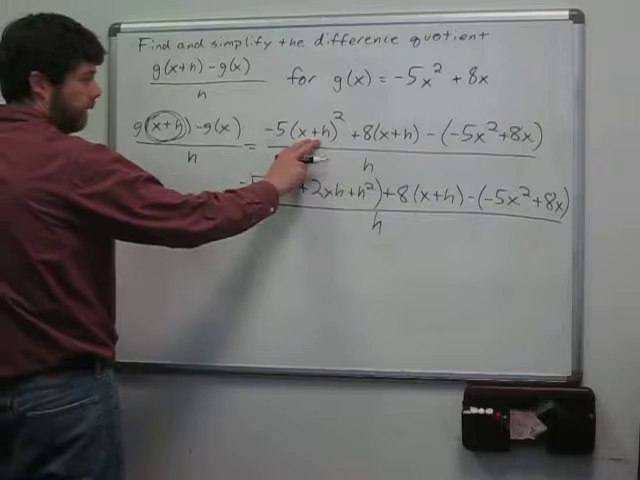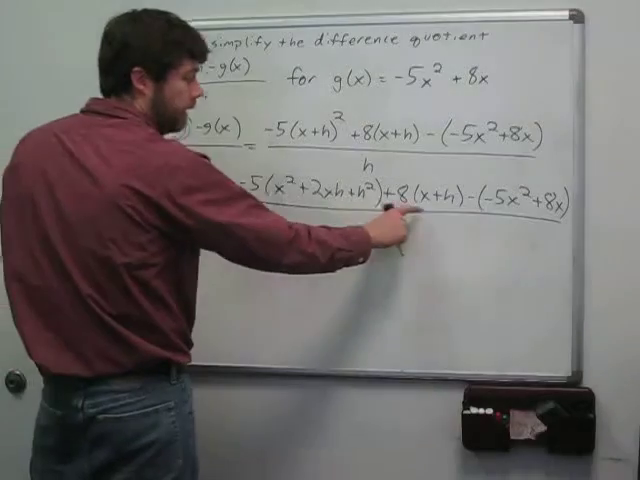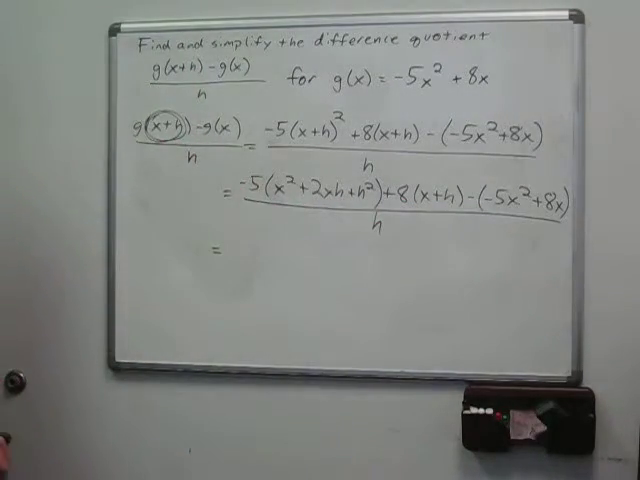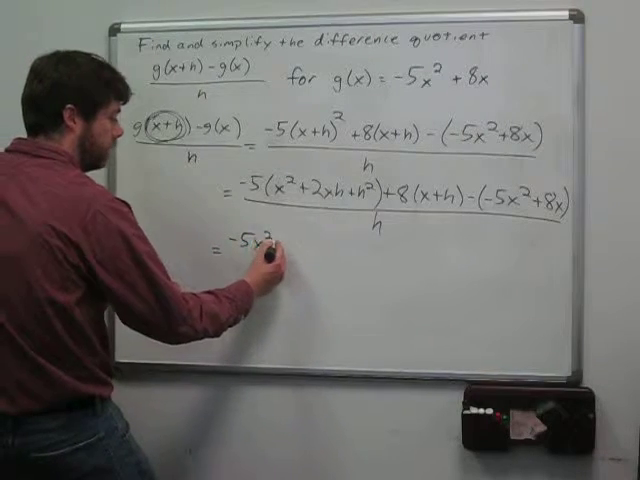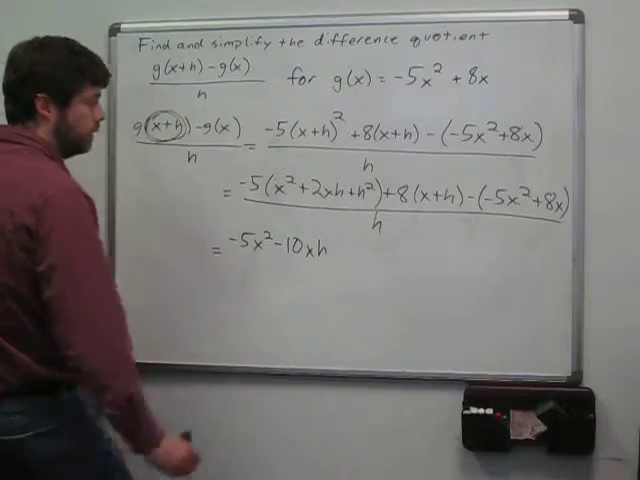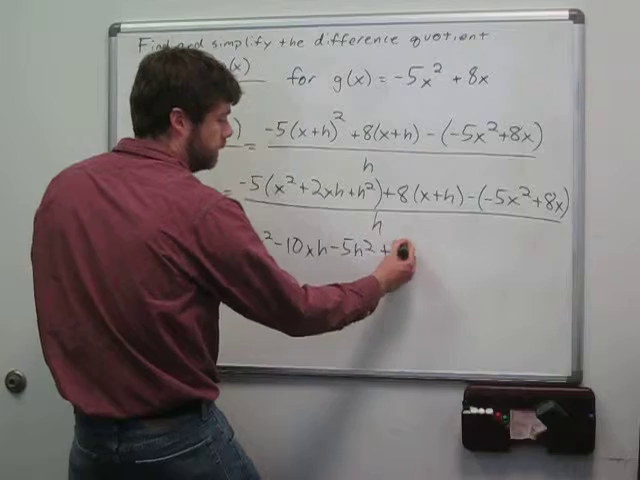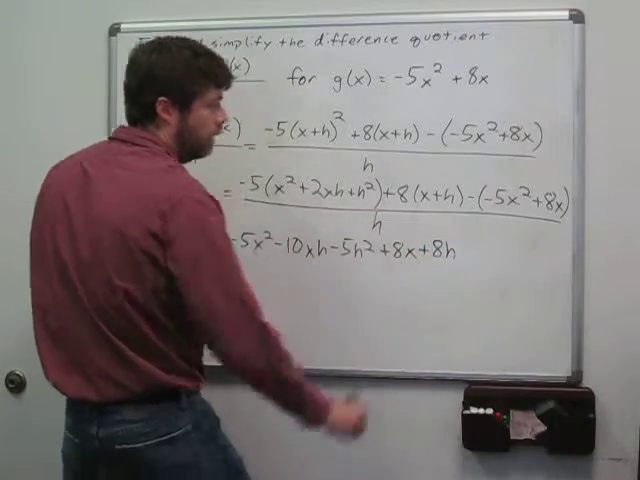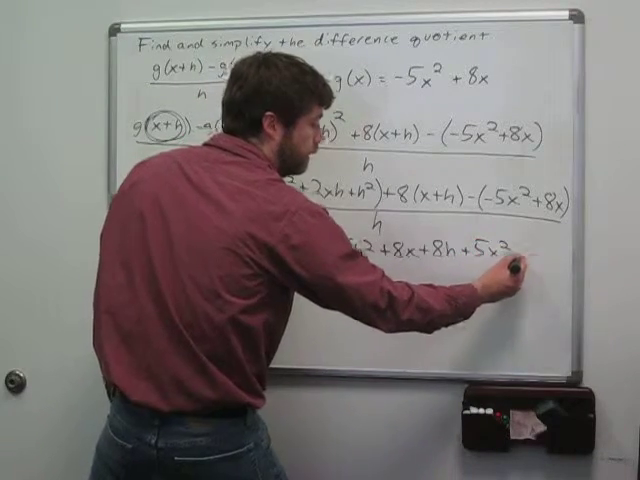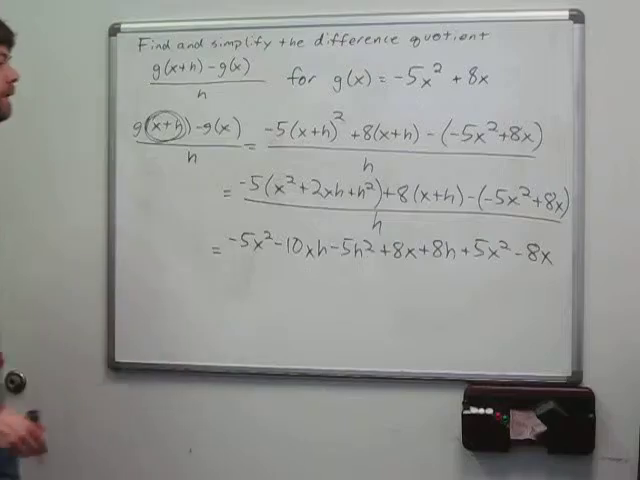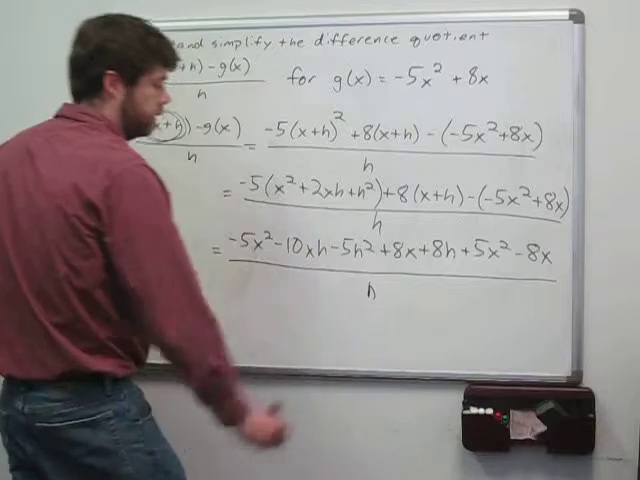So now that I've expanded out the x plus h squared, I'm going to go ahead and distribute the negative 5, the 8, and this negative 1 over that last expression. That's negative 5x squared minus 10xh minus 5h squared. Distribute the 8 and distribute a negative 1. We're going to get a positive 5x squared minus 8x. And this entire expression is all over h.